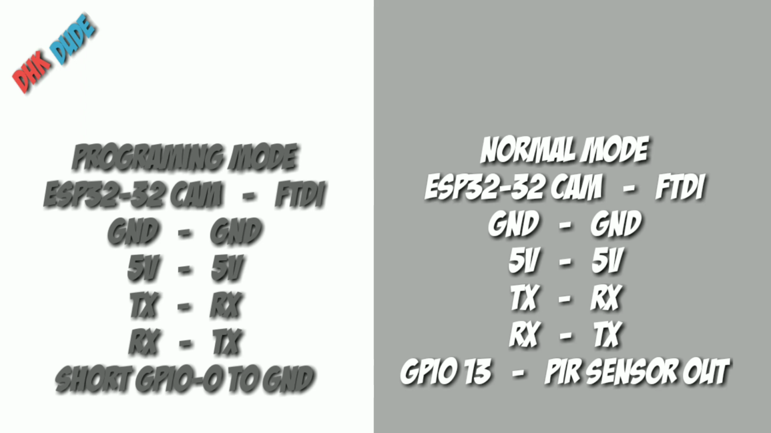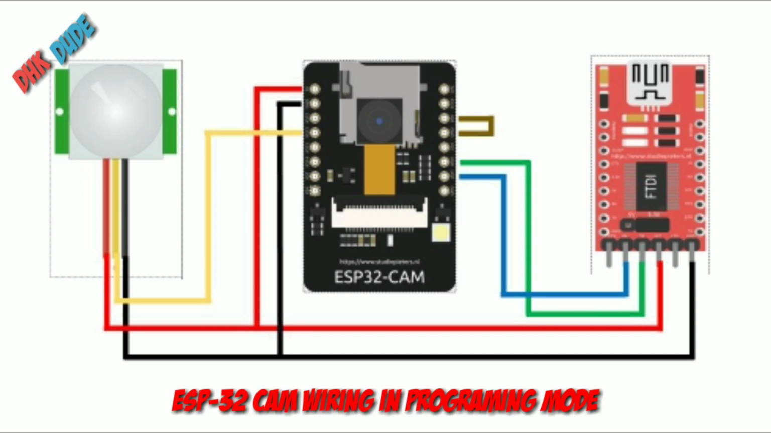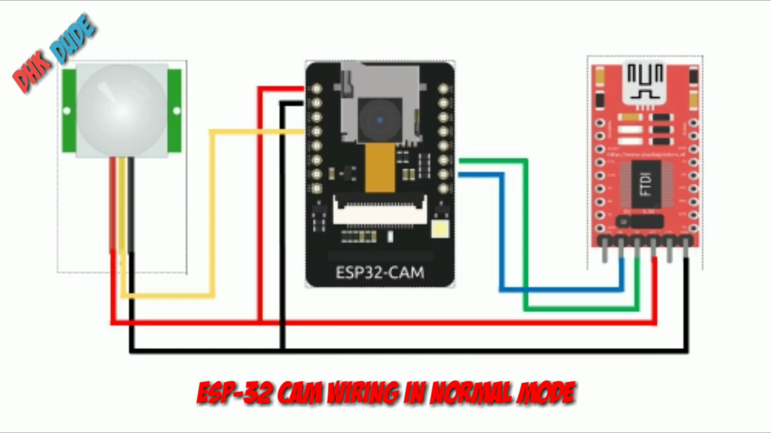To upload the sketch, connect FTDI module 5V to ESP32 5V, ground to ground, TX to RX and RX to TX. Also short the GPIO 0 pin to ground on the ESP32 CAM board. In normal mode just remove the jumper from GPIO 0 pin to ground.